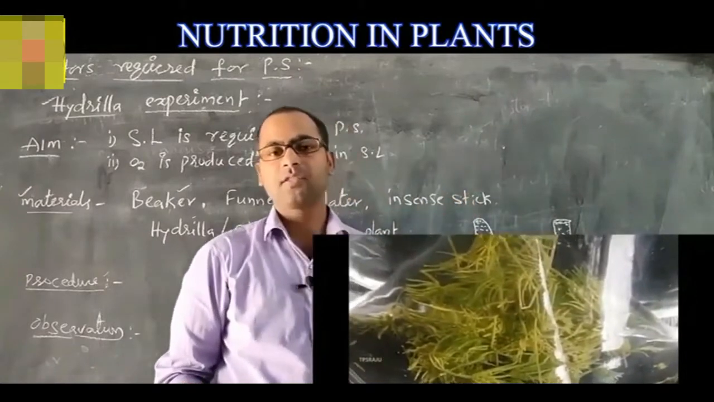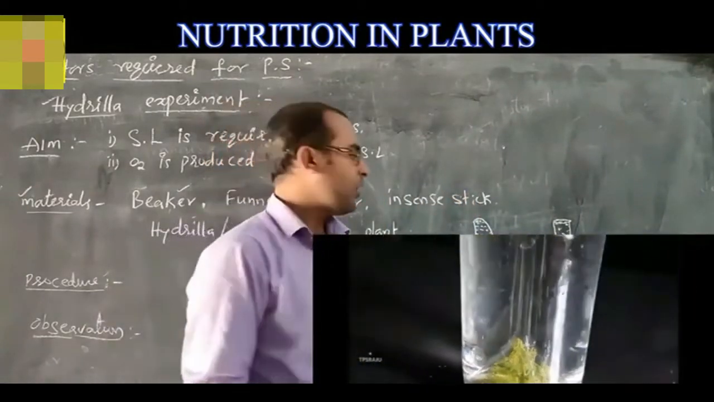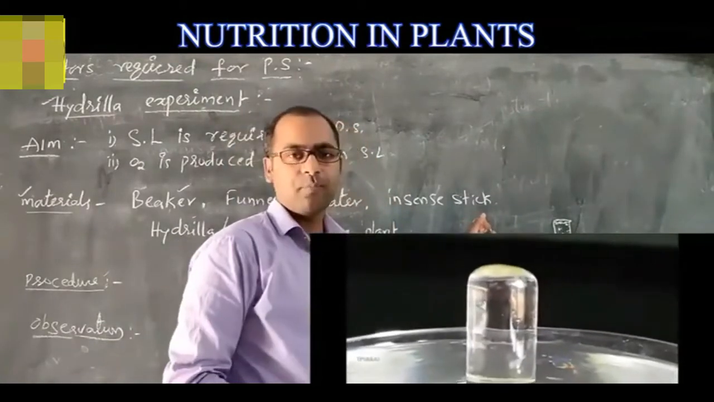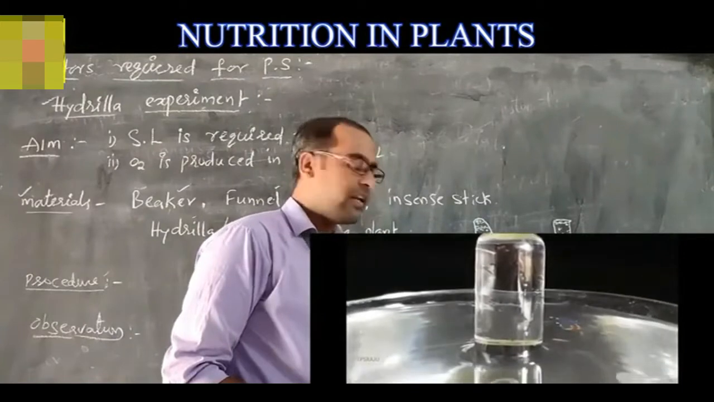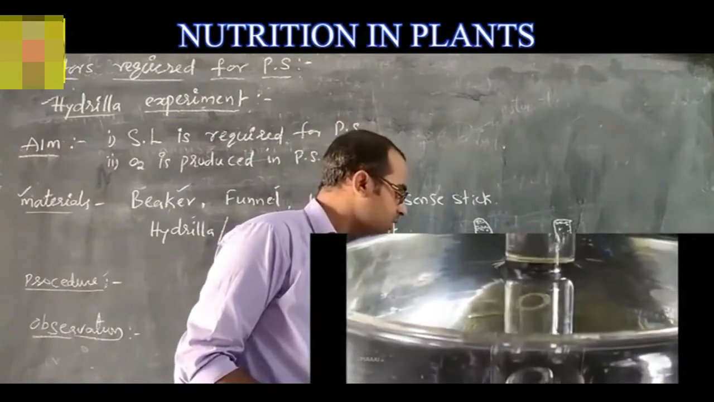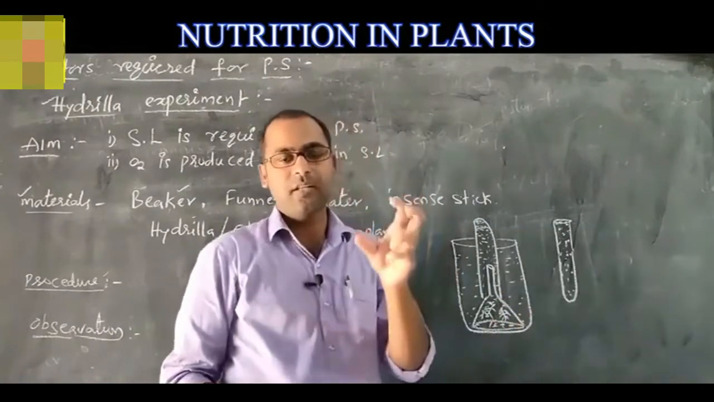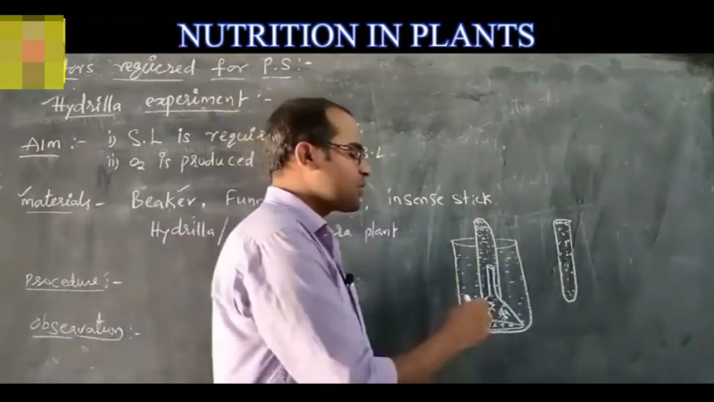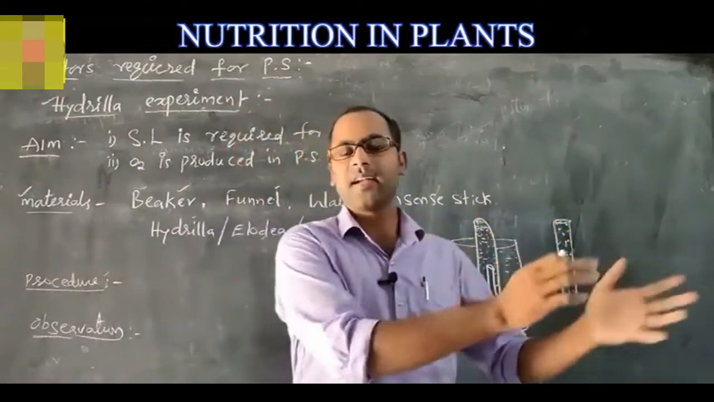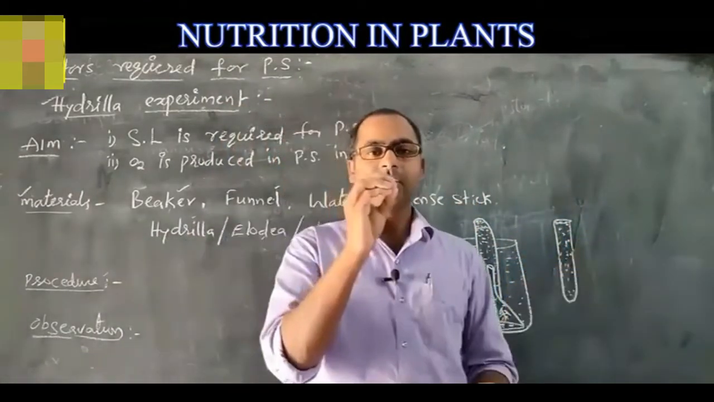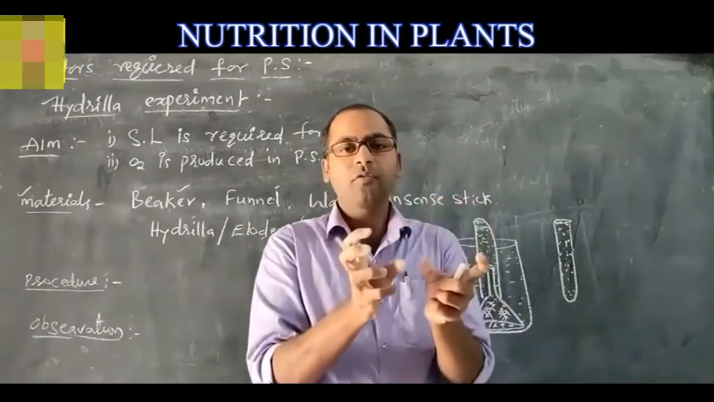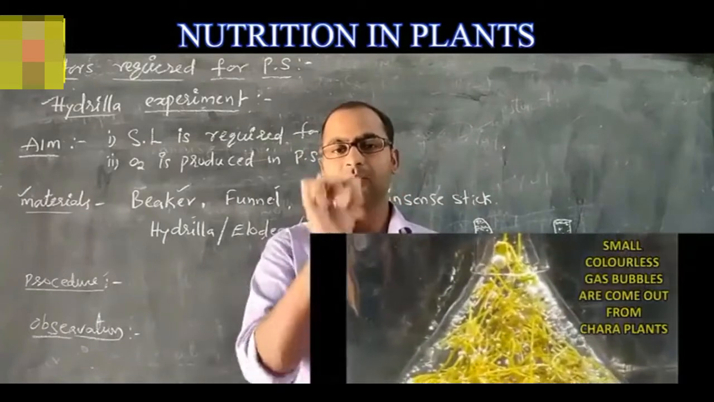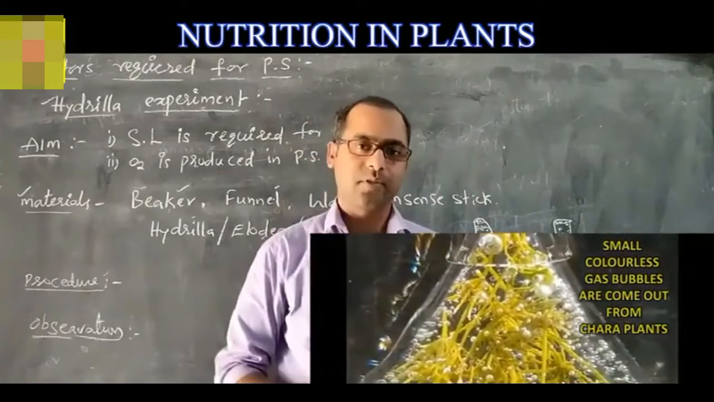on the surface of the Chara plants or Hydrilla plants, and we cannot observe any gas bubbles at the end of the test tube or inside the funnel in the setup placed in the dark room. Now let us observe the setup which is placed in sunlight. In that we can observe colorless gas bubbles at the top of the Hydrilla plant, the Chara plant, and inside the funnel.